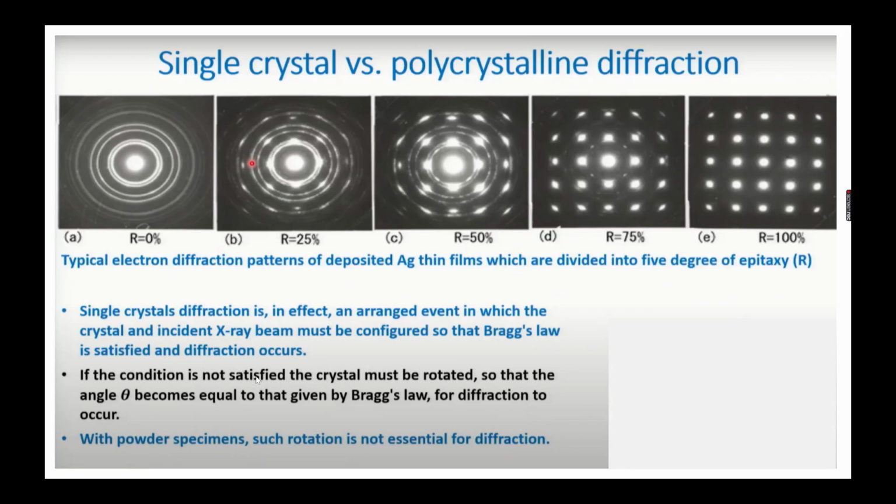So if this is not satisfied, the crystal must be rotated so that the angle theta becomes equal to the value given by Bragg's law, and only then will the diffraction occur. So here the more important thing you need to know is about the superimposition. Different crystals will superimpose and the diffraction will occur from there. So that's why it will create a ring kind of a pattern.